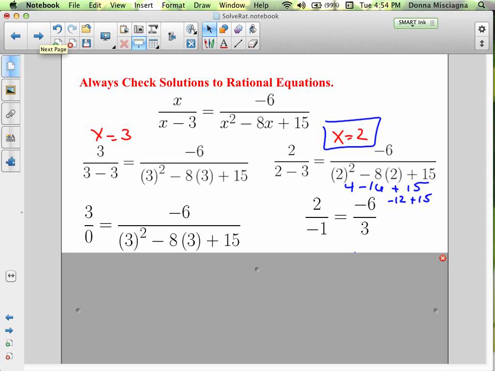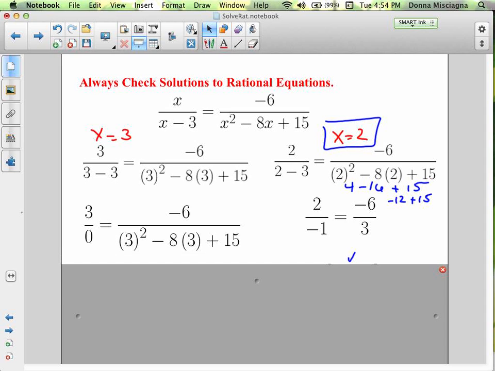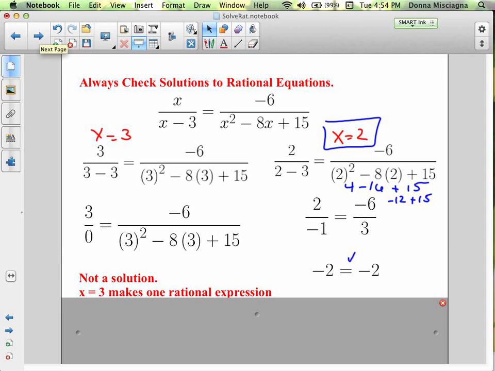So 4 minus 16 is negative 12. Negative 12 plus 15 is 3. So 2 divided by negative 1 is negative 2, and negative 6 divided by 3 is negative 2. That solution checks out, right? We have the same thing on both sides, and that is a real number.